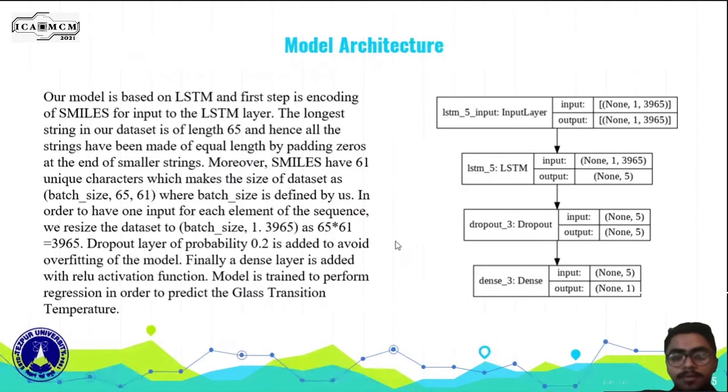Model architecture. Our neural network architecture is a combination of multiple layers. The longest SMILES string in our dataset is 65 characters, and there are 61 unique characters in the entirety of SMILES. For our input layer, one-hot encoding with the size of 65 by 61 was used. We have added a dropout layer to avoid overfitting in our model. The final layer is a dense layer with ReLU activation function to give the regression results in our model.